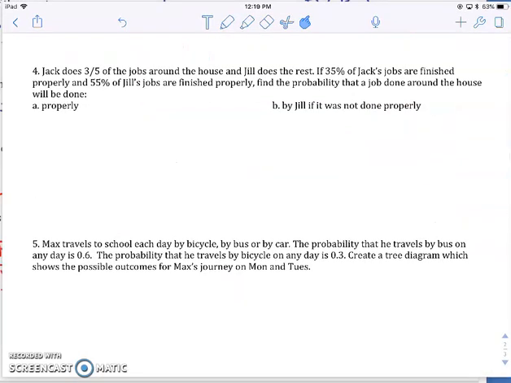Jack does 3/5 of the jobs around the house, and Jill does the rest. If 35% of Jack's jobs are finished properly and 55% of Jill's are done properly, find the probability that jobs around the house will be done properly. So, I might draw a tree diagram. So we have Jack and Jill. So this is 3/5 and 2/5.